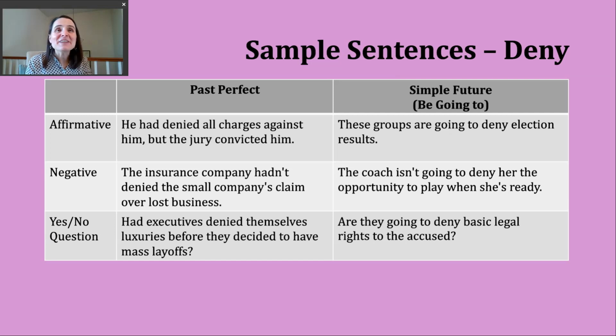Okay? Now let's look at a negative simple future sentence. The structure is close to the affirmative, right? So I start with my subject, and then I need a form of be that matches that subject. But after that form of be, I want to use not before going to and the base verb. Here's an example sentence. The coach isn't going to deny her the opportunity to play when she's ready.